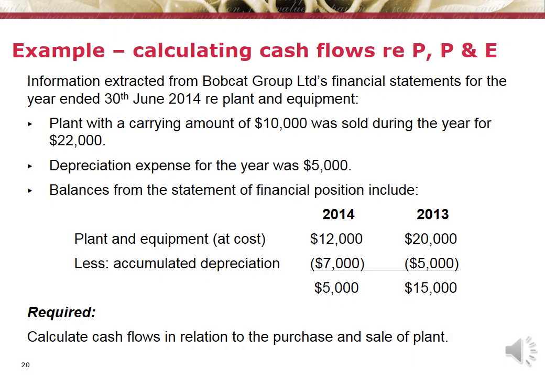And one more example, and this will involve calculating the cash flows for property, plant and equipment. This will be an investing activity, and the question says information extracted from Bobcat Group's financial statements for the year ended 30th June 2014 regarding plant and equipment are as follows. There was plant with a carrying amount of $10,000, and it was sold for the year for $22,000. So that's given to us. The actual proceeds received, that would be a cash inflow, and the amount's $22,000. So that's easy enough. But it's the outflow that is usually the one that requires the work.